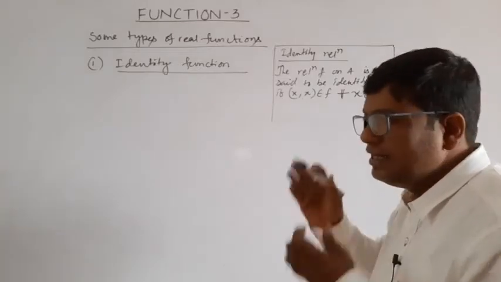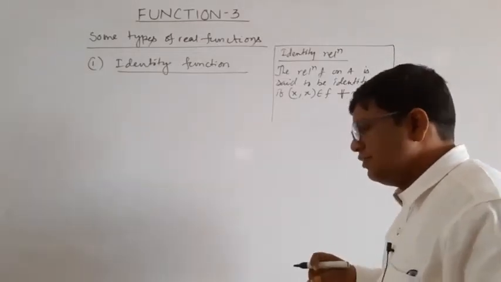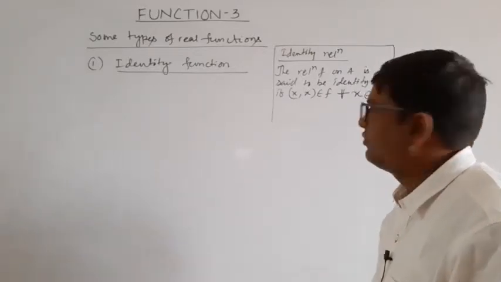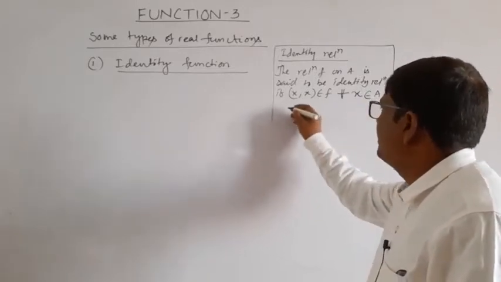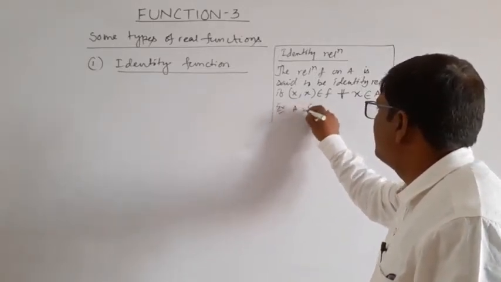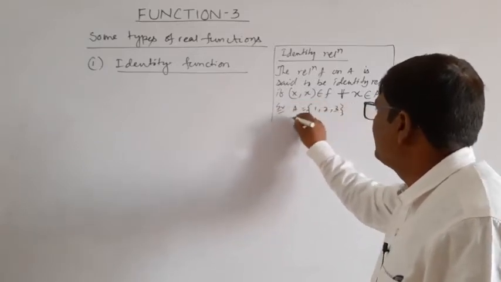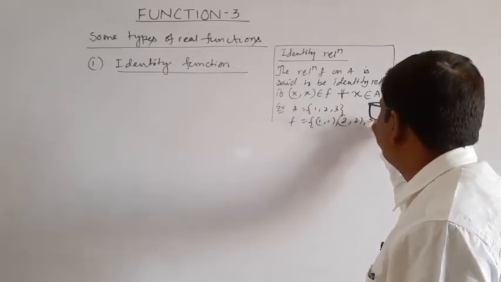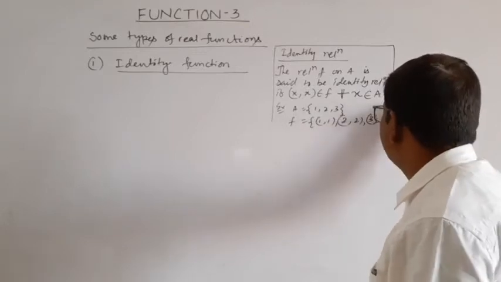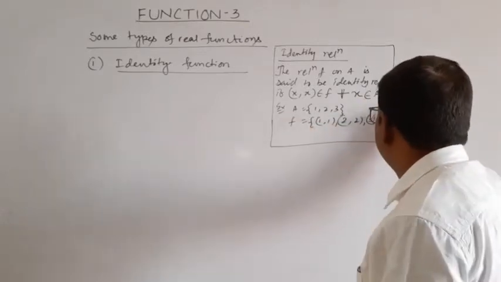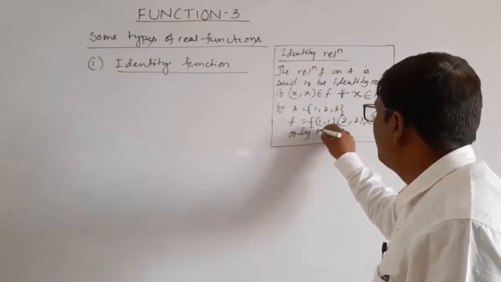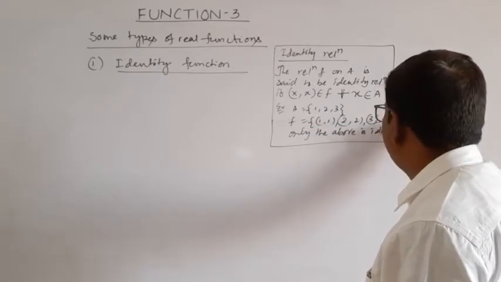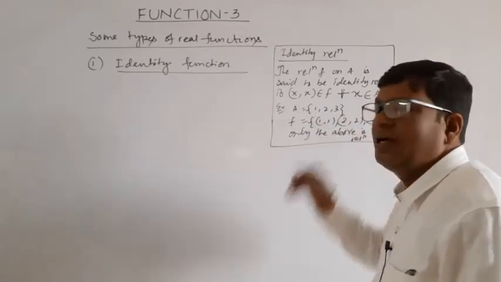If there is any element present in the set A, then (x, x) must be present and other terms absent. For example, suppose A is equal to {1, 2, 3} and the relation F is equal to {(1,1), (2,2), (3,3)}. Only this is an identity relation, others are not. This is identity.